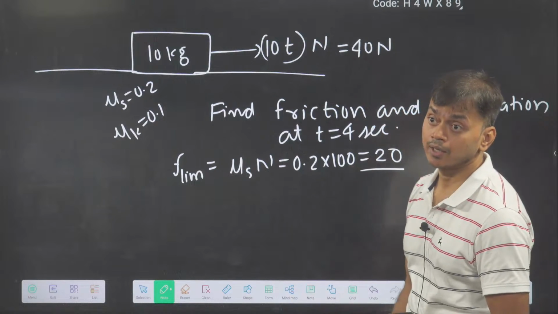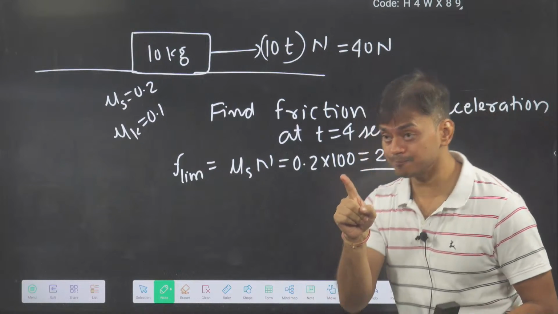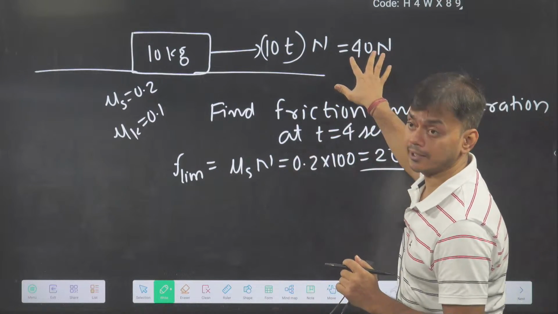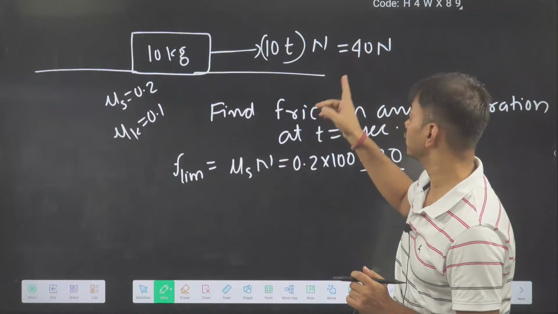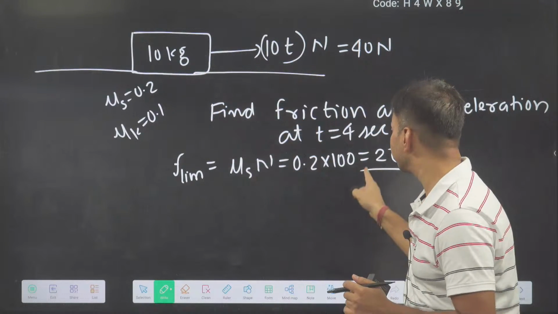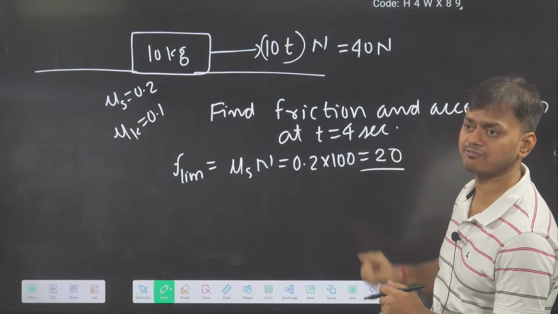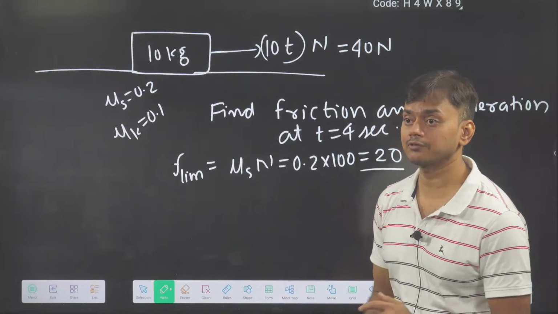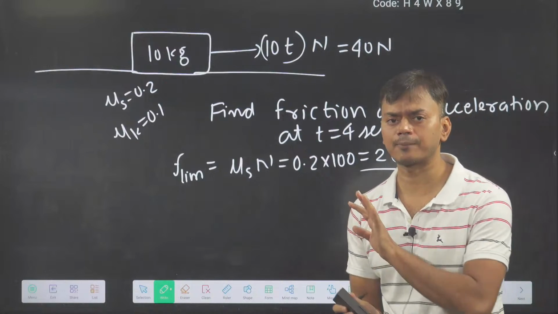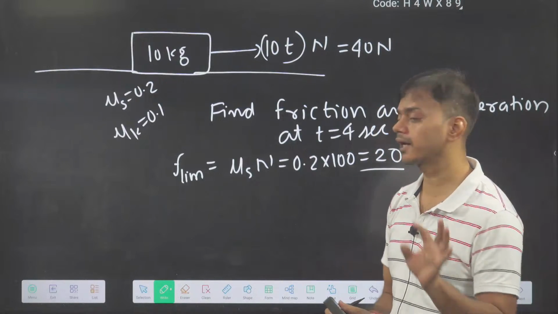Now see, if friction is trying to stop this 40, the required value is 40. To balance 40 I need 40, but can friction assume a value of 40? No, because its maximum value is just 20, so it can never achieve 40. So the object will definitely start moving. It is out of capacity for static friction. It is unable to stop that.